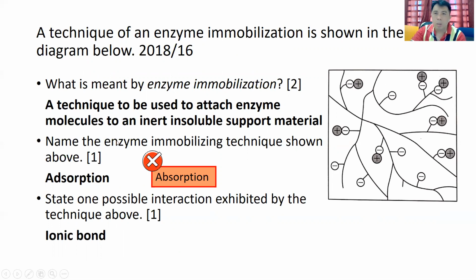So name the enzyme immobilizing technique shown above. It is shown in this diagram. When you see the positive charge and negative charge, this is adsorption. This adsorption is AD, not AB. Absorption is different. Absorption is penyerapan, while adsorption is pelekatan. State one possible interaction attributed to the technique above. So ionic bonds.